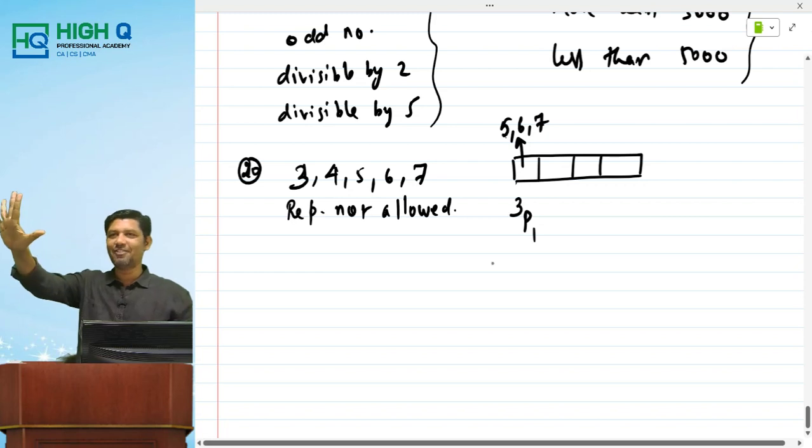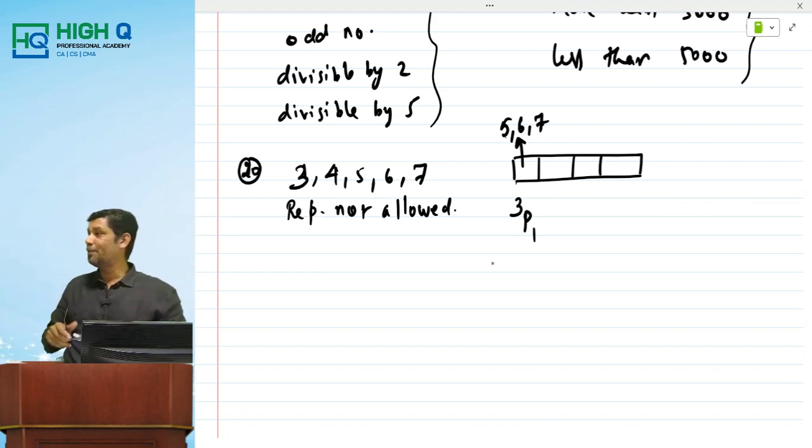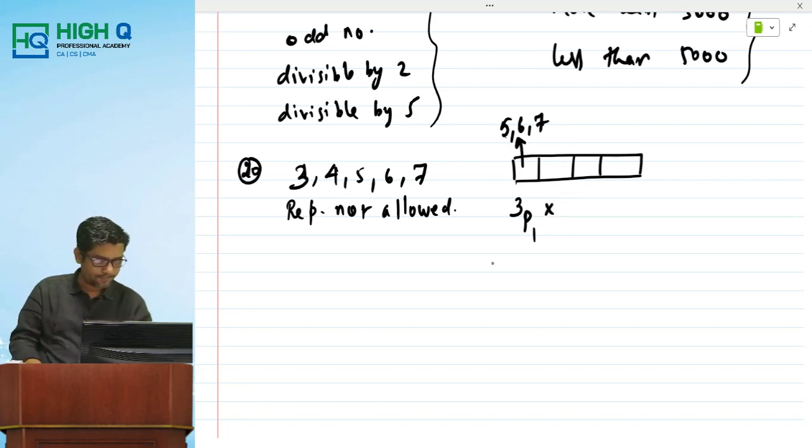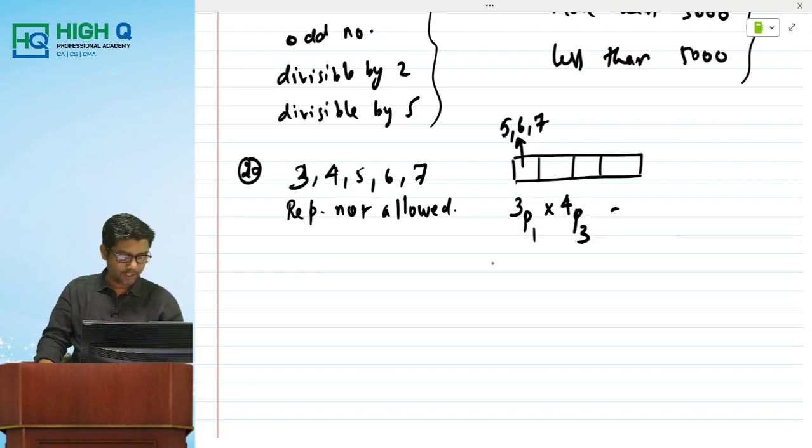Why, sir? 5 digits given. 1 digit you already arranged. Remaining, how many are there? 4. Out of 4, how many to be arranged? So how will you do it? Answer is over. 3P1 is what? 3. 4P3 is 24. Answer is 72.